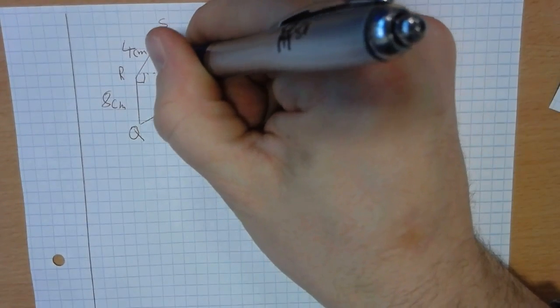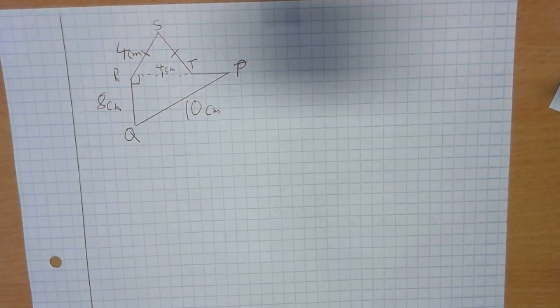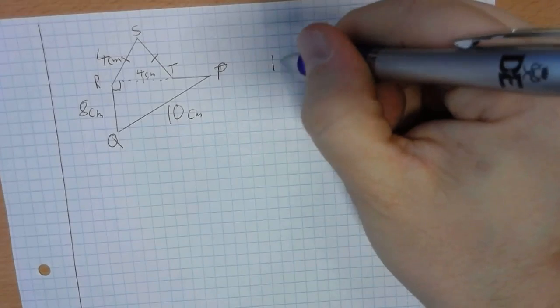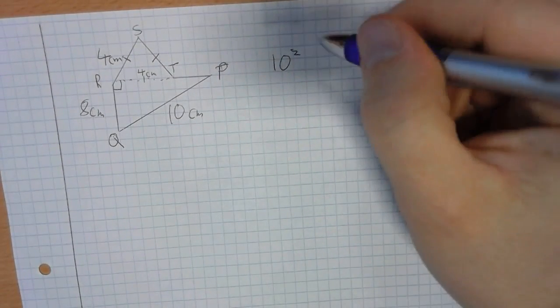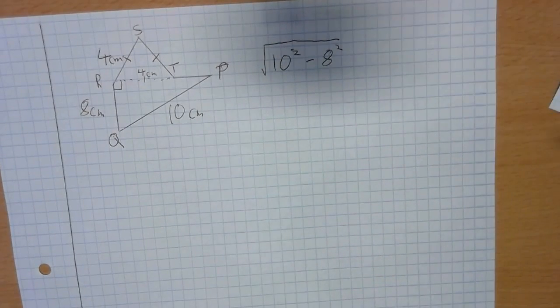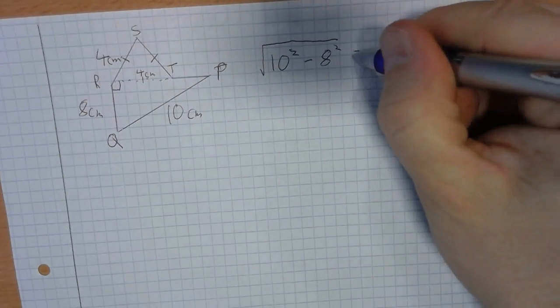This must also be 4, but I need to find out how much that whole thing is. So I'm going to take 10 squared, and I'm going to take away 8 squared, and I'm going to take the square root of that. That gives me RP.